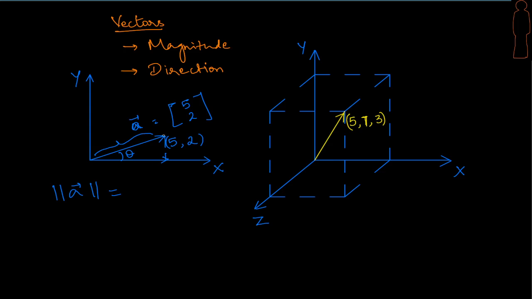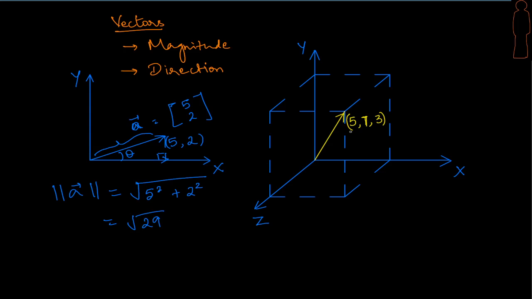Now we see that there is a right angle triangle here. Here is a right angle, and therefore we can use the Pythagoras theorem and figure out the length of A, right? We know that in the y direction we have moved up by 2 units, and in the x direction we have moved by 5 units, and therefore using Pythagoras theorem the length of A must come out as 5 square plus 2 square. So that will give us root of 29, right? This is good in 2 dimensions.